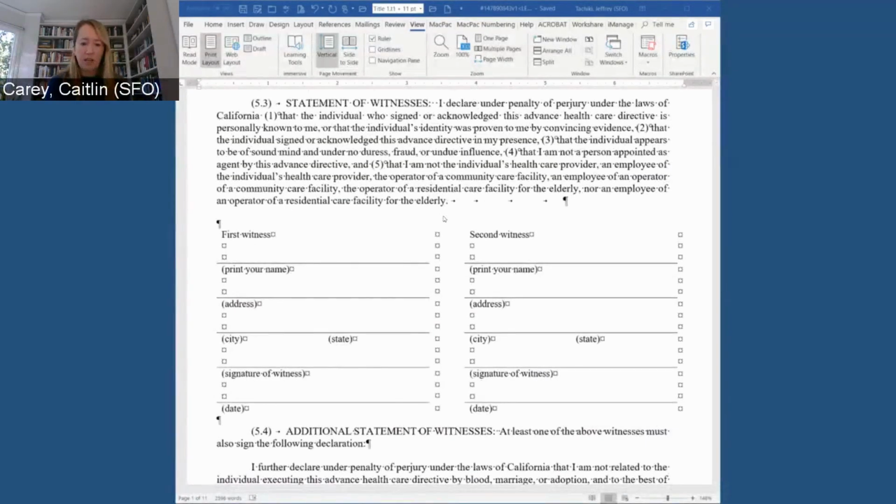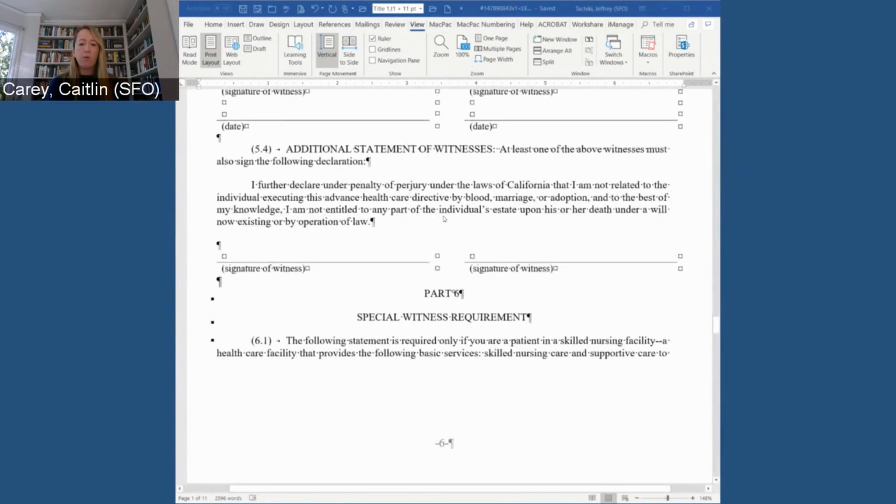They need to print their name, address, sign, date, and then down below in 5.4, at least one of the witnesses needs to sign here, but it's probably best to just have each of them sign. And what they're doing is they're swearing that they're not related to you and that they're not part of your estate plan in any way.